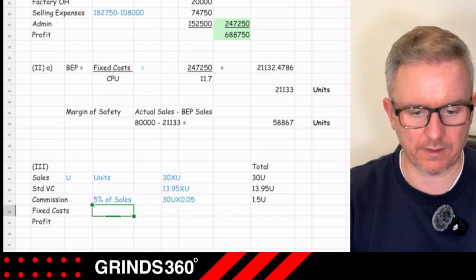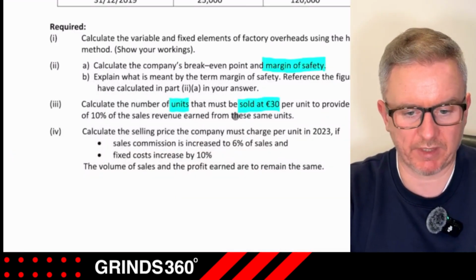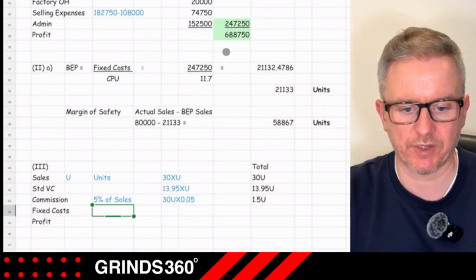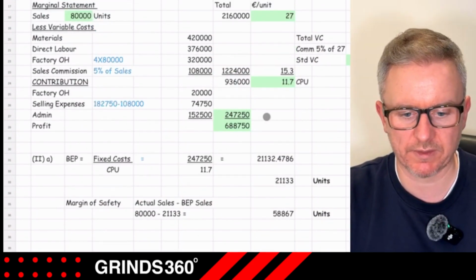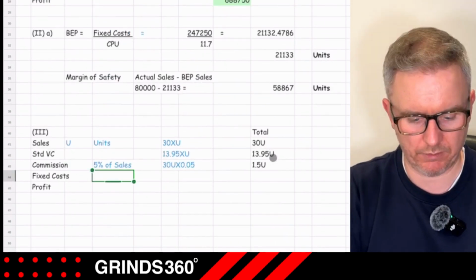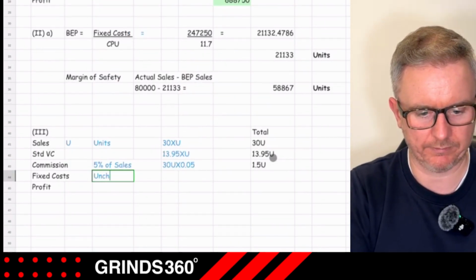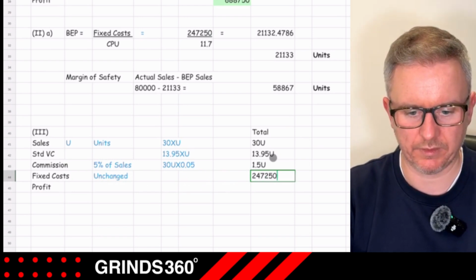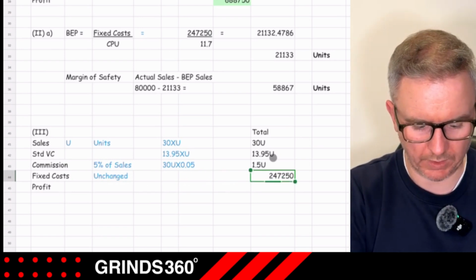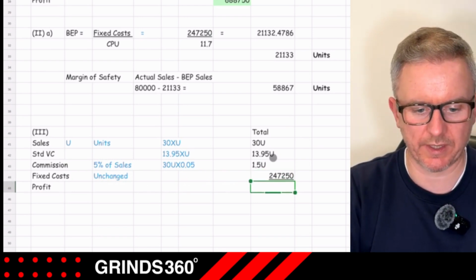Fixed costs: unless they tell you they've changed, they haven't. So I'll go back to my question, and remember it was one of my highlighted figures. There it is, the 247,250. So unchanged. 247,250 goes in there. I know that I'm going to subtract all those figures and I end up with my profit.